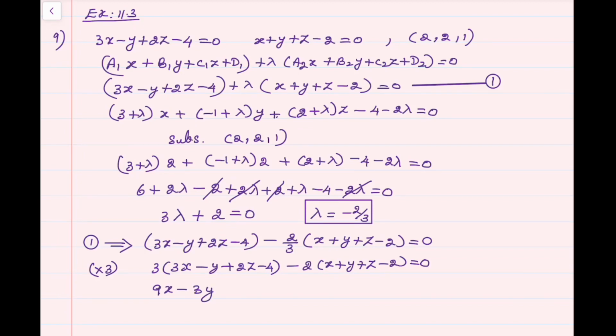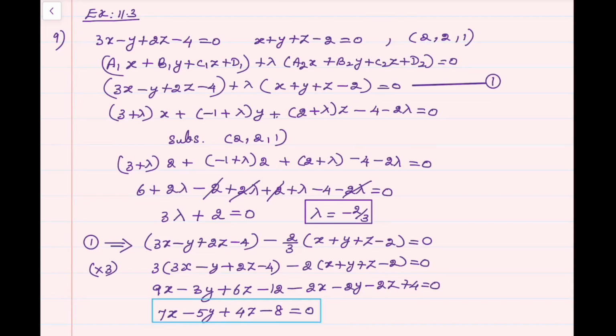9x minus 3y plus 6z minus 12 plus lambda times minus 2x minus 2y minus 2z plus 4 is equal to 0? The answer is 7x minus 5y plus 4z minus 8 is equal to 0. This is the equation of the plane passing through the line of intersection of the given two planes, and this plane passes through the point 2, 2, 1.